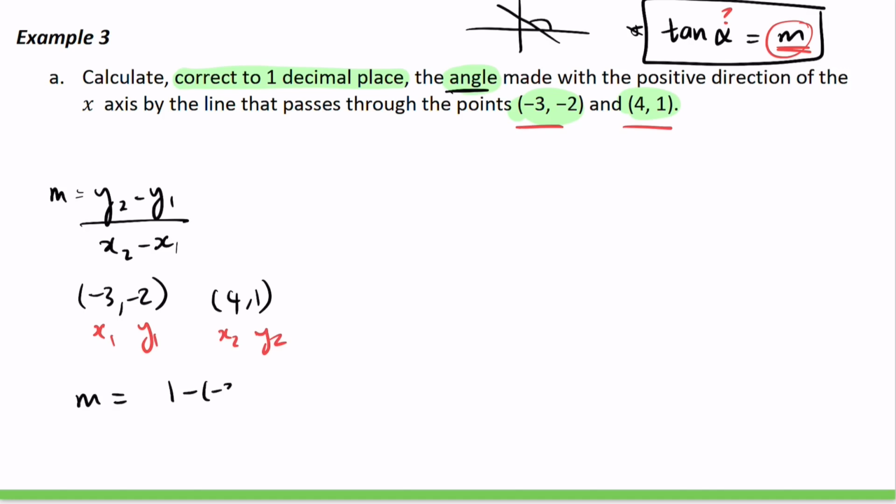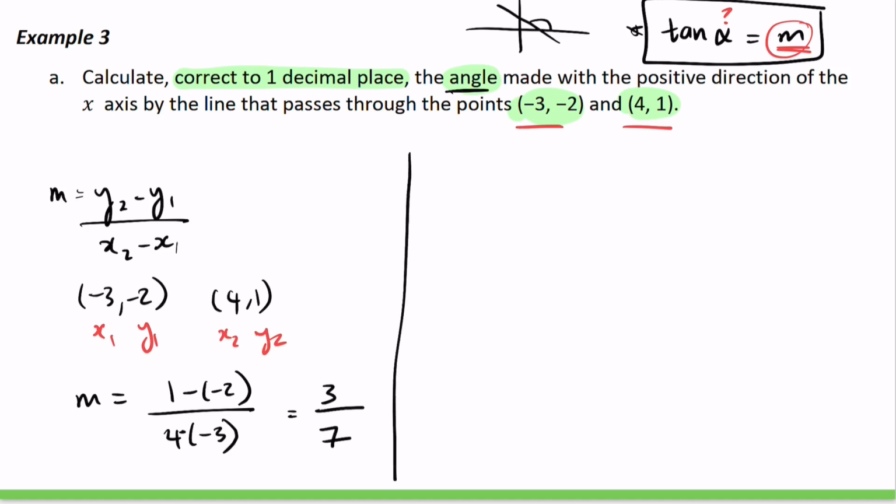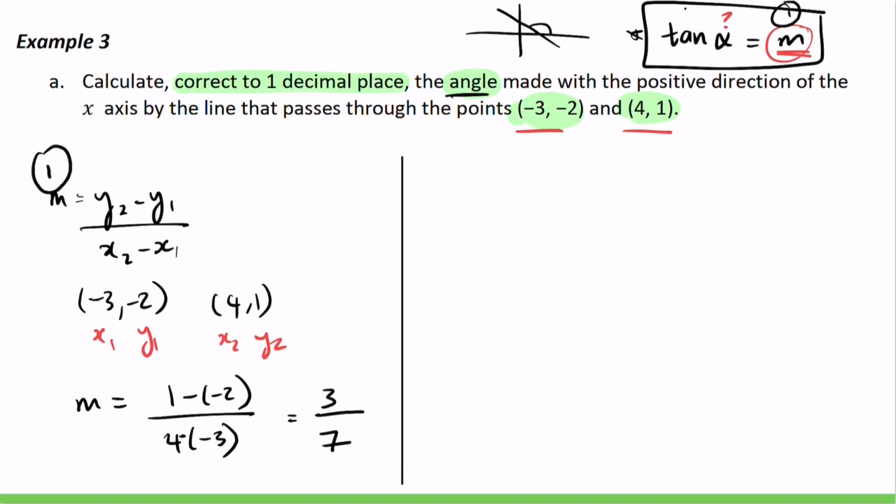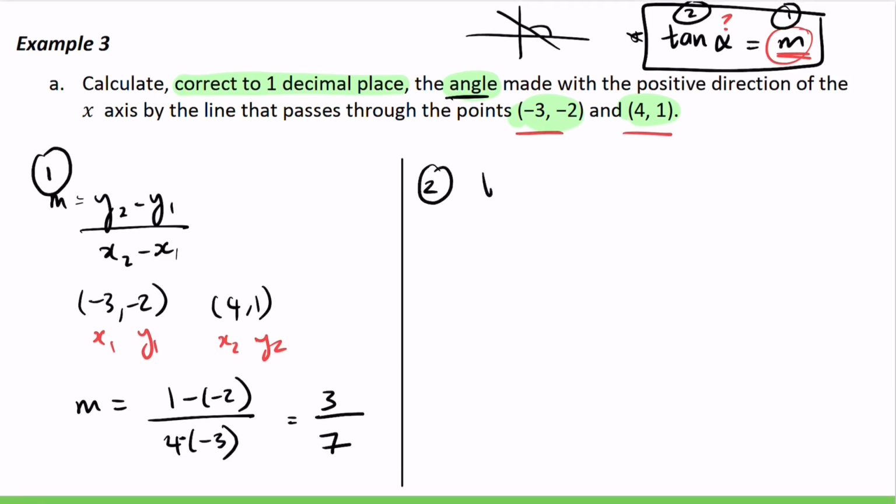So that's 1 minus -2, and 4 minus -3. There should be a negative there. So it'll be 1 plus 2, which is 3, and 4 plus 3, which is 7. So my gradient there is 3 on 7. So that's my step 1, finding this gradient. And now step 2, we'll be substituting it into the equation. So tan theta is equal to 3 on 7.